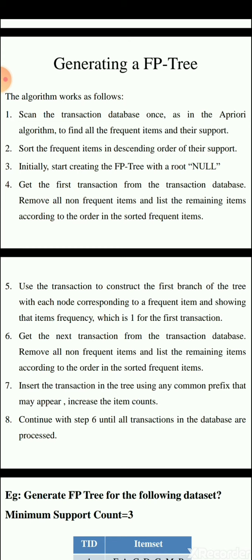Sixth step is to get the next transaction from the transaction database, remove all non-frequent items, and list the remaining items according to the order in the sorted frequent items. Seventh is to insert the transaction in the tree using any common prefix that may appear and increase the item counts. Then continue with step 6 until all transactions in the database are processed. Let us look at the problem. Then this algorithm should be more clear.